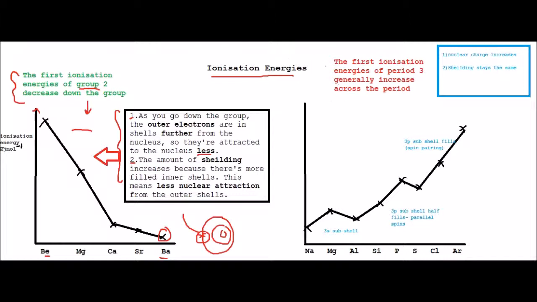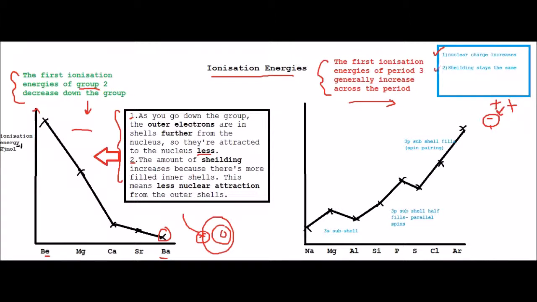And then we're going to move on to this little fact here. The first ionisation energies of period 3 generally increase across the period. This is the reason why: nuclear charge increases. We did this in the last video about ionisation energies again, and we said that if there are more positive protons in the nucleus, there would be more of an attraction between them and the negative electron on the outer shell, because they're attracted to one another. So the ionisation energy will get larger if there is an increase in nuclear charge.